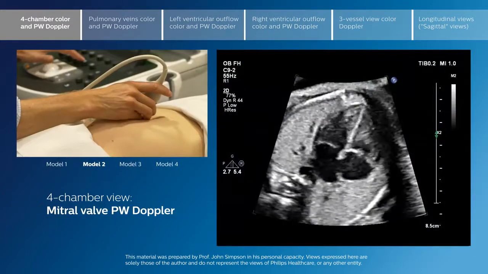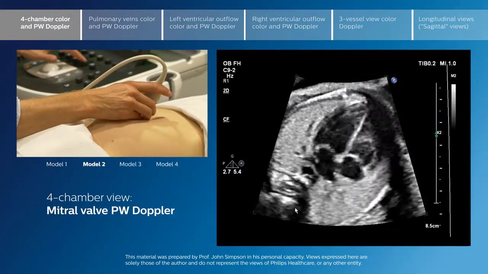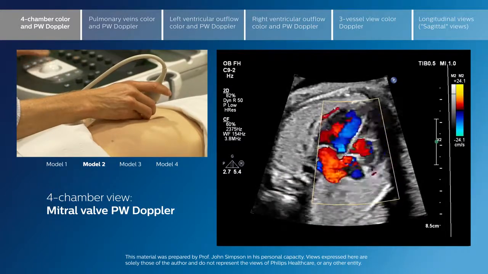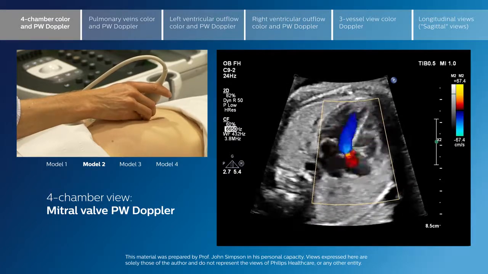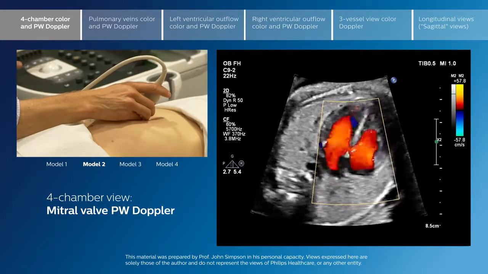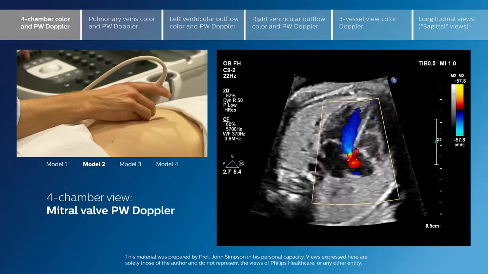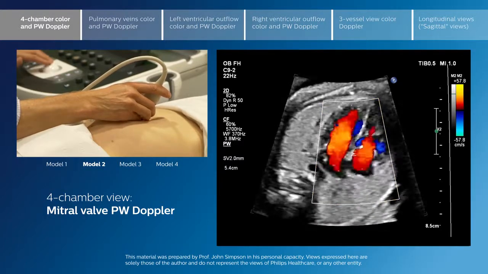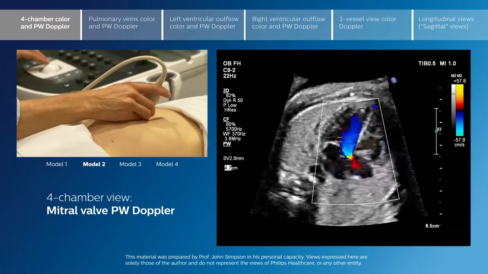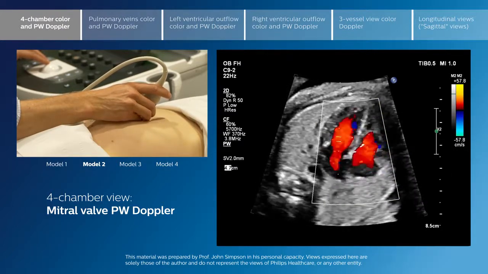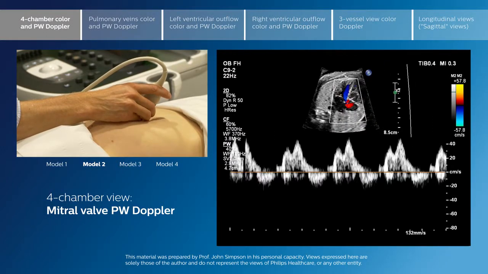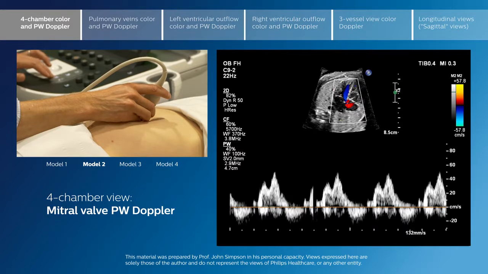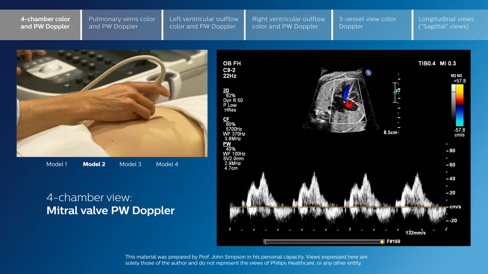And we'll now just apply the standard colour, and I'll increase the colour scale. The colour scale we should adjust depending on whether we're looking at pulmonary veins or looking at AV valve inflow. Here our colour scale is around 60, which is appropriate for interrogating mitral valve inflow. I've placed the cursor just below the mitral valve, and there what we are seeing is the normal biphasic inflow pattern across the mitral valve.